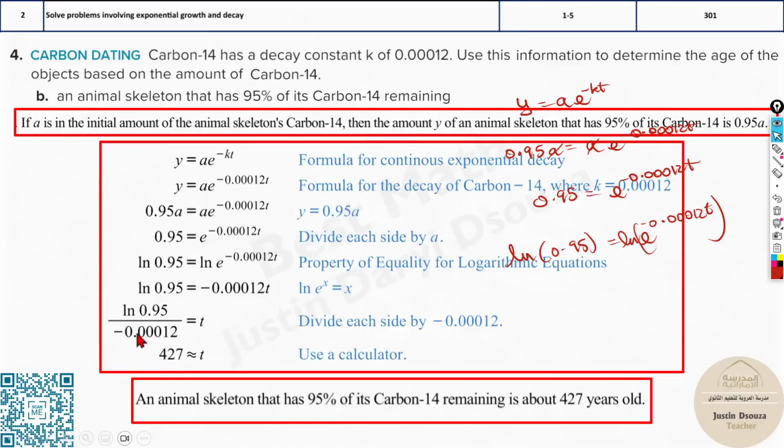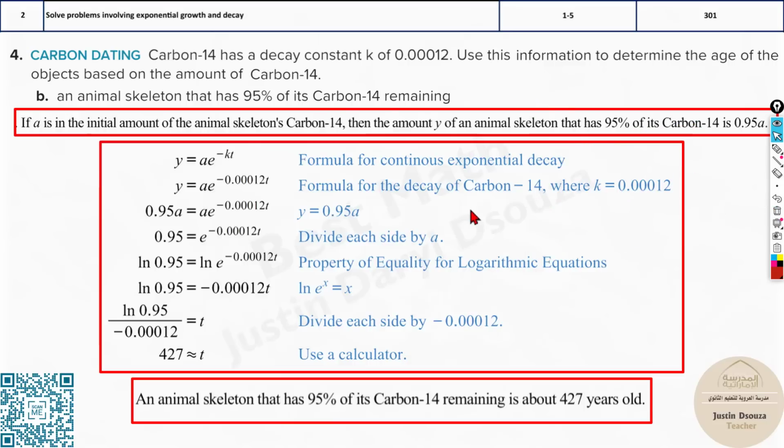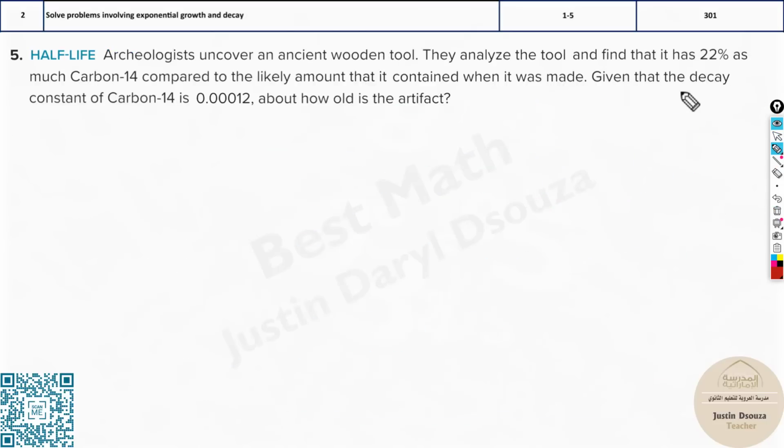Maximum 2 or 1 is enough. Even if you write a whole number, it's okay. So that's how we solve these problems. And this is the last problem in this. It's about half-life again. Half-life is decay, so it's y equals A e to the power minus kt.